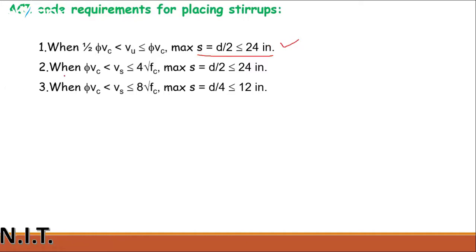Okay. When Vs is less than or equal to 4 square root of fc prime, then the maximum spacing in this case still cannot exceed 24 inches. When again Vs is less than or equal to 8 square root of fc prime, then the maximum spacing should not exceed 12 inches.